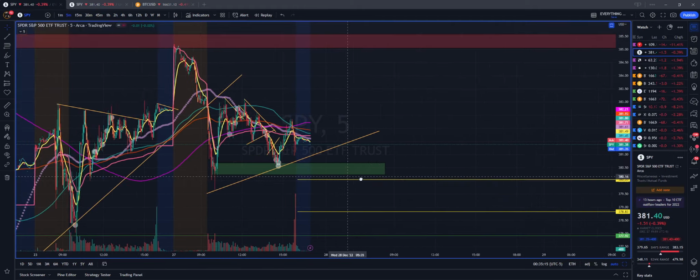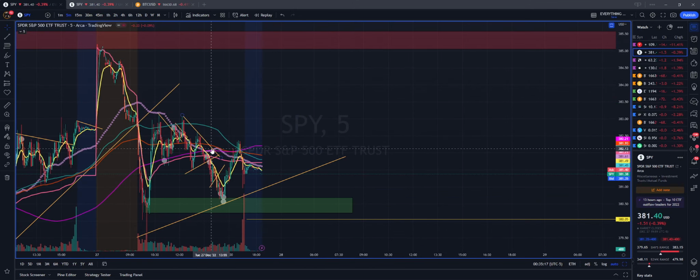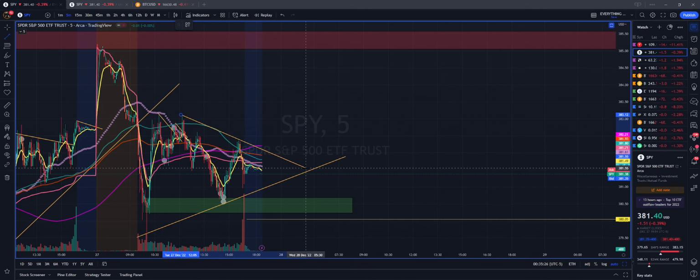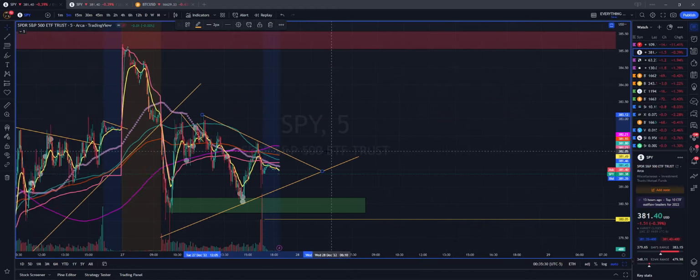Make sure it fits, okay? And then the other trend line somewhere right here. Something like this, right? We have a symmetrical, and then we're just gonna wait. Alright, we're just gonna wait.